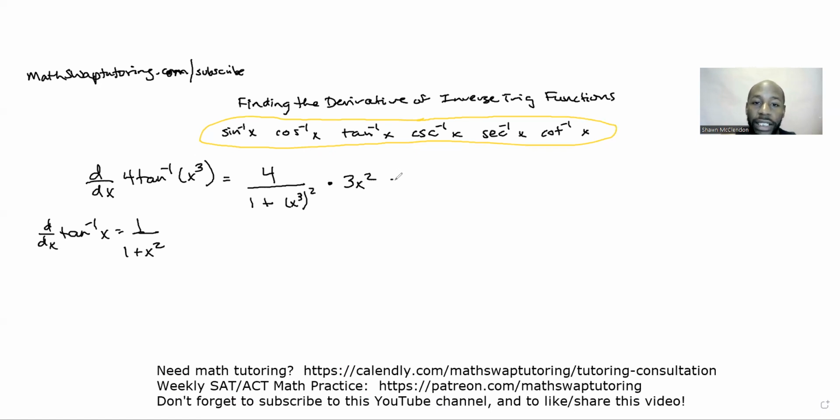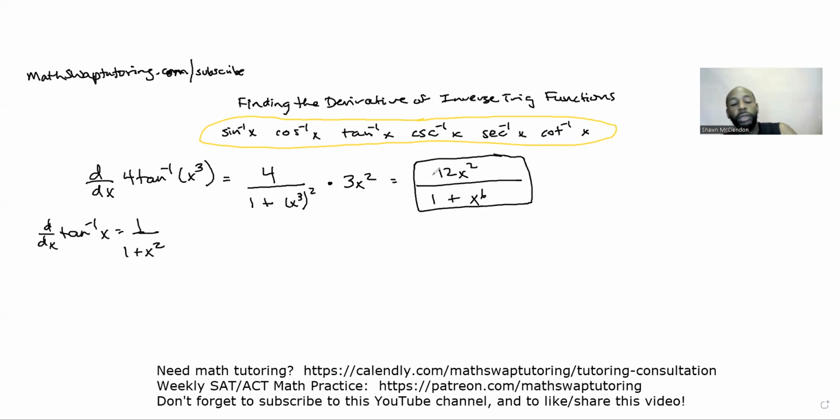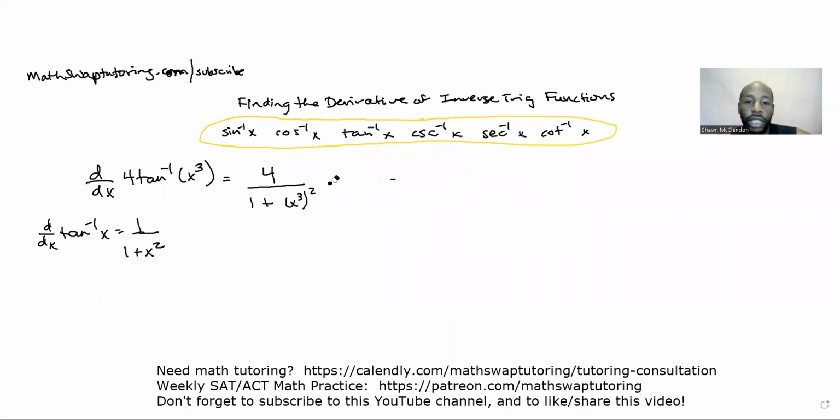Now let's combine these and simplify. 4 times 3x squared up top is going to be 12x squared. And then down here you have 1 plus x cubed to the second power; you multiply those exponents, so that's x to the 6th for your final answer. So you see that we had to know the derivative of inverse tangent, and we also had to apply the chain rule. All right, let's go on to another example here.